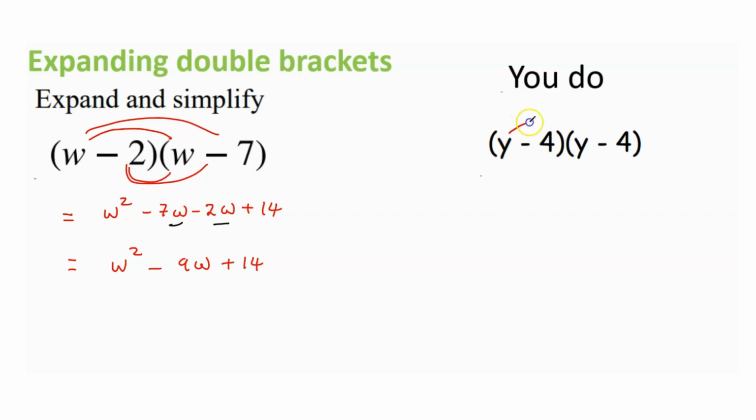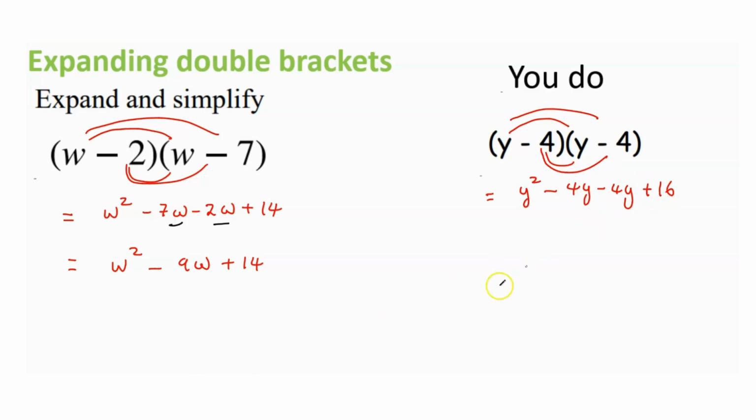Okay, so you should have y times y, that's y squared. Y times minus 4, that's minus 4y. Minus 4 times y, that should be minus 4y. And minus 4 times minus 4, that's a positive 16.